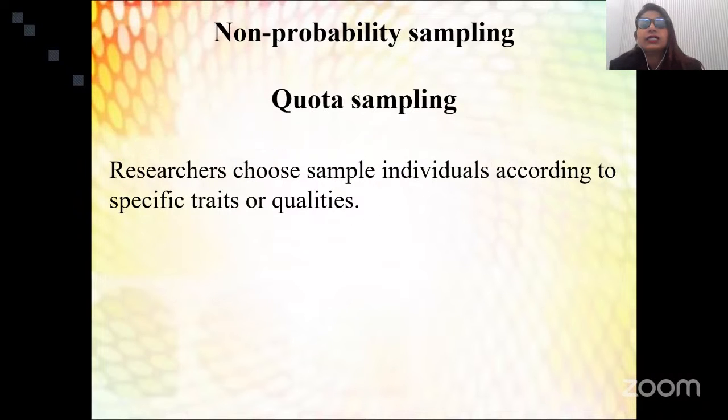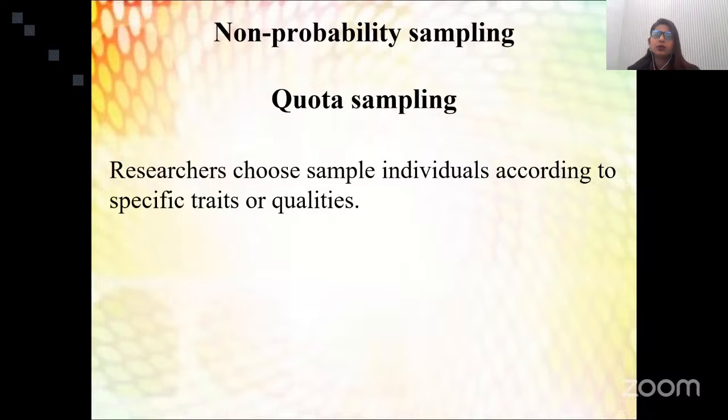Next is quota sampling. Now what is quota sampling? In quota sampling, the researchers choose sample individuals according to some specific traits or qualities. This is a non-probability sampling technique. We simply put the quota. Take an example: if I have to collect data regarding a particular brand of a product and I want to check it on males, I'll simply put the quota that I'll go with males who are below 50. This is a quota.